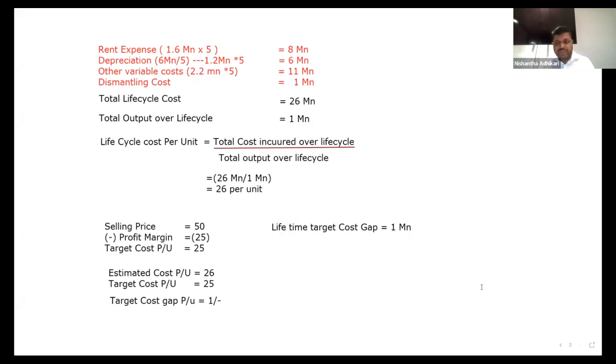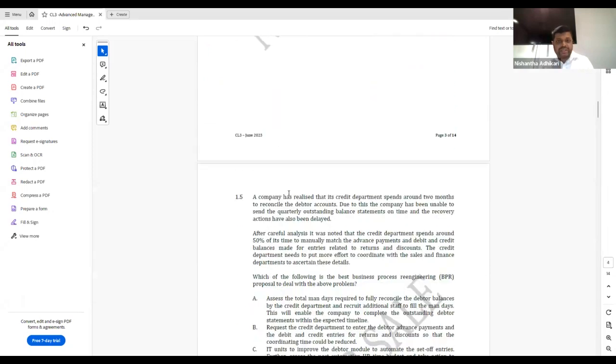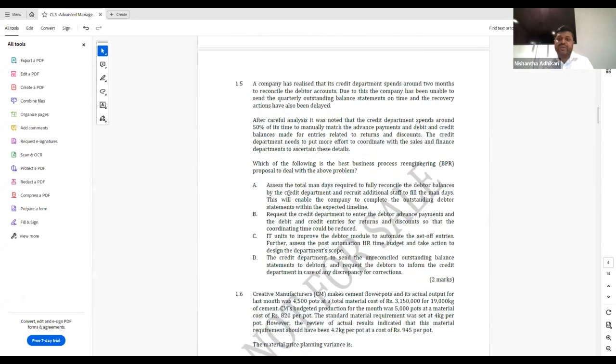What should we consider? Right. It is the 1 million lifetime target cost gap. This is the answer you have to consider. Answer A is the correct answer. Right. We will move to question number 5. Read the question, will you?